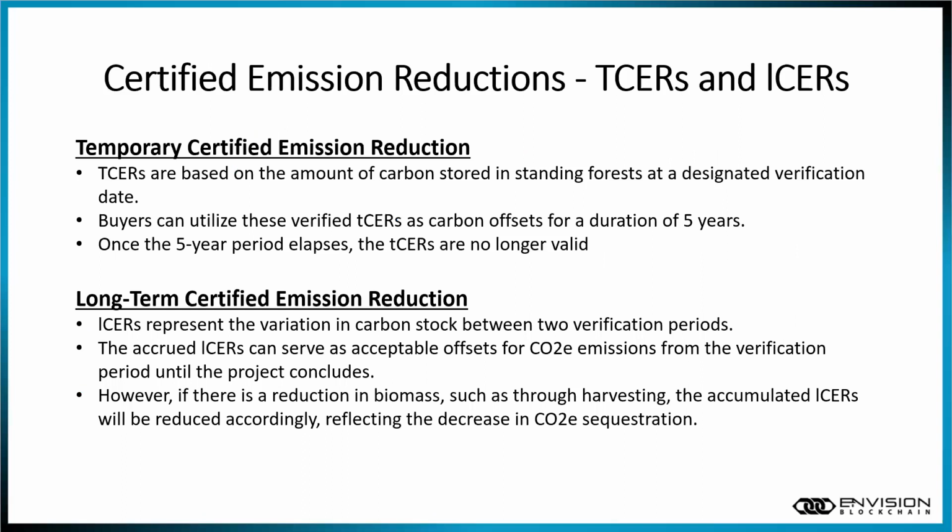Now, let's discuss the 2 types of certified emission reductions. We have a TCER and LCER as part of the credits for CDM, and we'll talk about their characteristics and usage. The temporary certified emission reduction that we'll call the TCERs are based on the carbon stored in standing forest at a specific verification date. They represent the amount of carbon sequestered in these forests, and buyers can utilize these verified TCERs as carbon offsets for a period of 5 years.